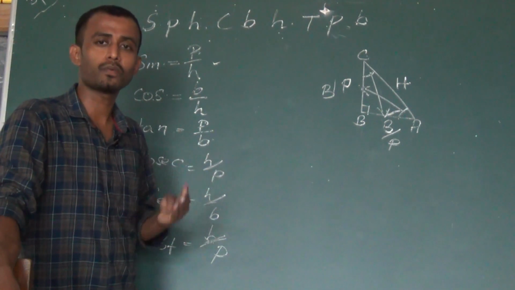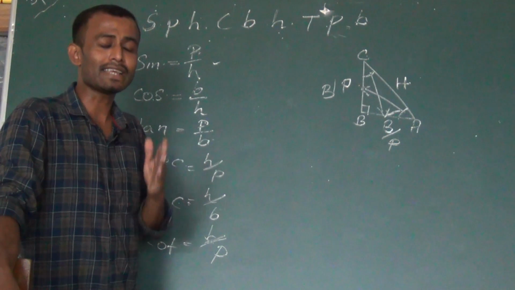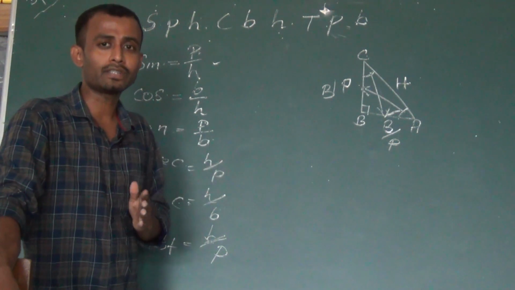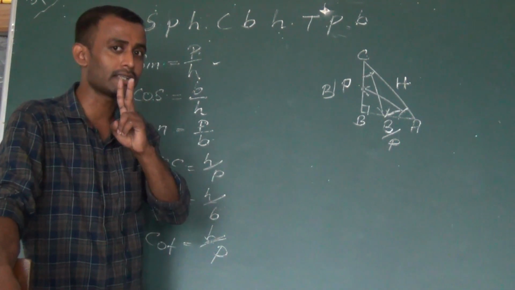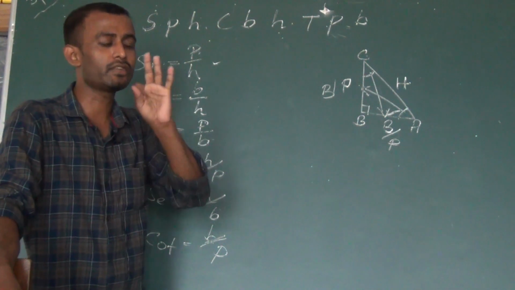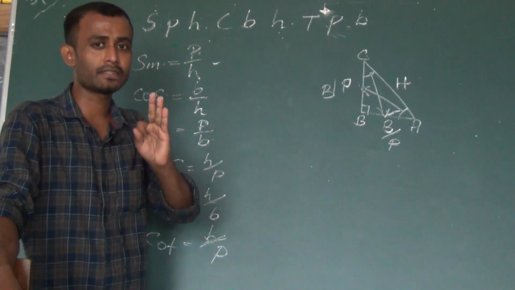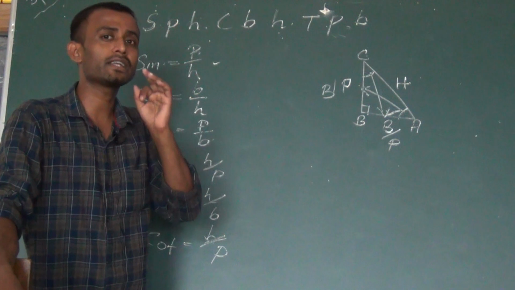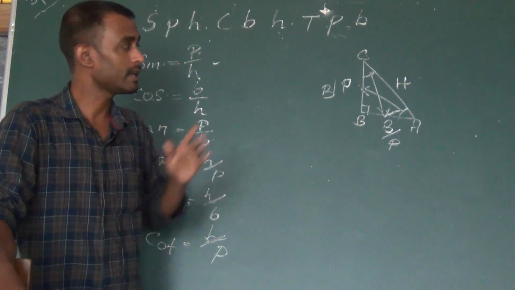Hypotenuse square is equal to opposite square plus base square. So in this exercise 8.1, almost all the questions give you two sides. In Pythagoras theorem, there are three sides: hypotenuse, opposite, base. They will give you two sides, and with the help of Pythagoras theorem, we are going to find out the third side. See, I will show you now.